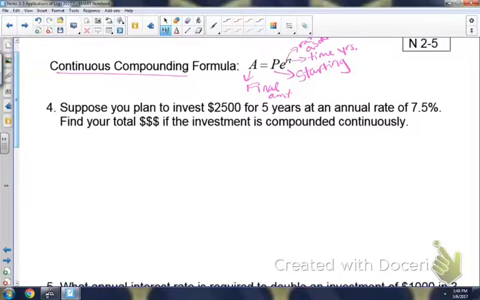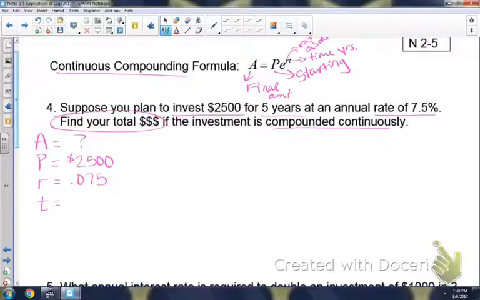Okay, so 4, it says, suppose you plan to invest $2,500 for 5 years at an annual rate of 7.5%. Find your total amount of money if the investment is compounded continuously. That's when you know which formula you need to use. It says continuously. So I want you to write your variables down. A is your final amount, which we don't know. We know the starting amount is $2,500. The rate is 0.075, and it's 5 years.